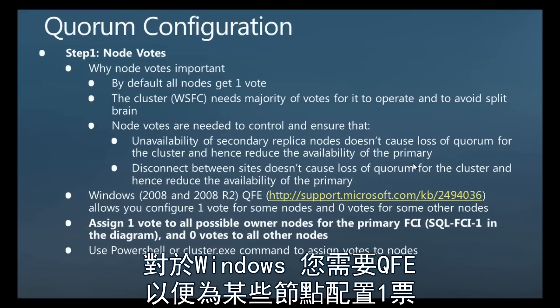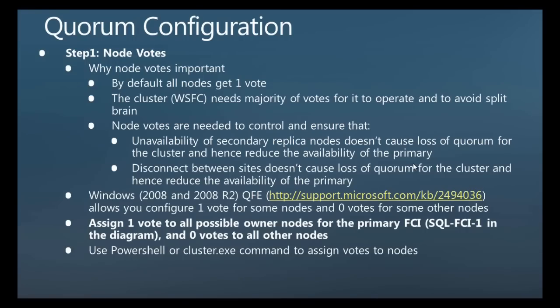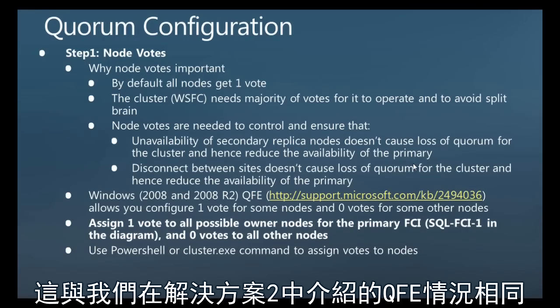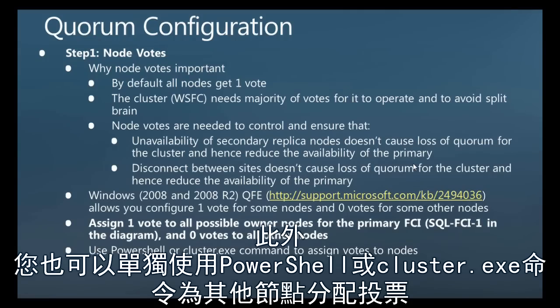So on Windows, you need the QFE to allow you to configure 1 vote for some nodes and 0 vote for some other nodes. That's the same QFE I mentioned in solution 2. Also, you can only use PowerShell or the cluster.exe command to assign votes to the nodes.